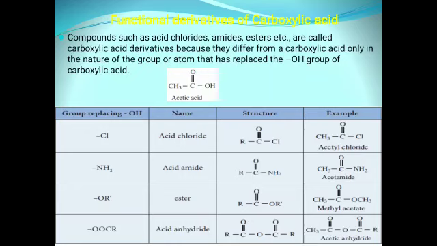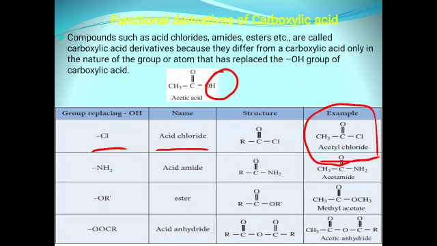It's very simple, students. Instead of the OH group, this is the formula for acetic acid. The acetic acid formula is CH3COOH. Here, instead of OH, if you substitute Cl, the formula will become CH3COCl. That is nothing but acetyl chloride. See the first formula and the second one. First formula we have CH3C double bond O OH. This is acetic acid. Instead of OH, if I substitute Cl, it is called acetyl chloride, and this acetyl chloride belongs to acid chloride.